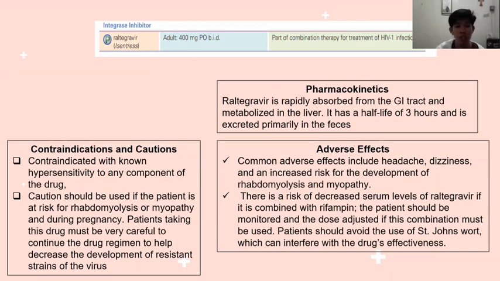Contraindications and cautions include hypersensitivity to any component of the drug. Adverse effects include headache, dizziness, and increased risk for development of rhabdomyolysis and myopathy. So what is rhabdomyolysis? It is the breakdown of muscle fibers that leads to leakage of muscle contents into the circulation. And myopathy is a general term for any disease that affects the control of voluntary muscles.